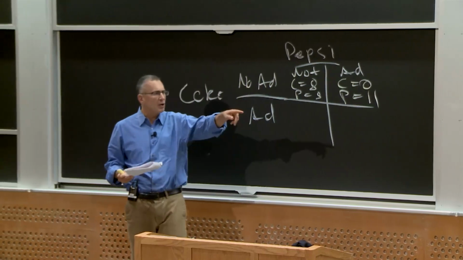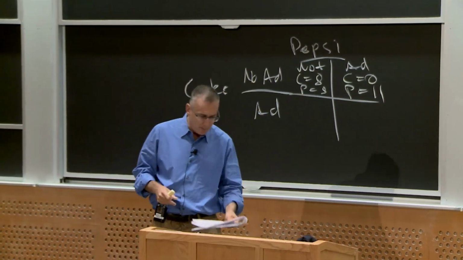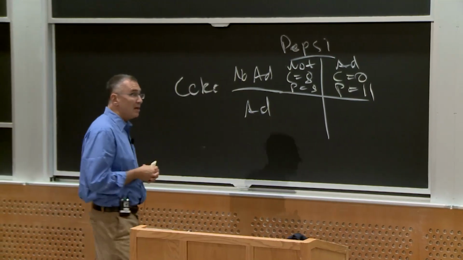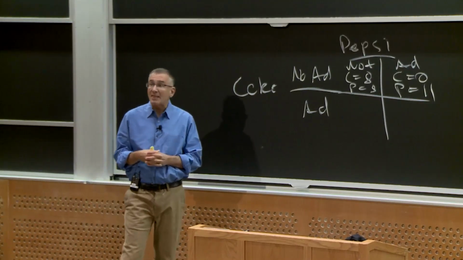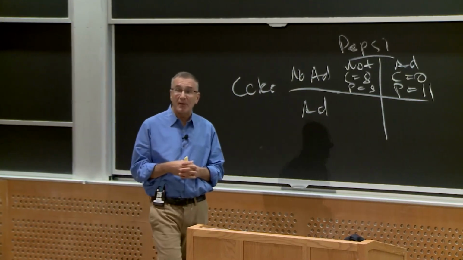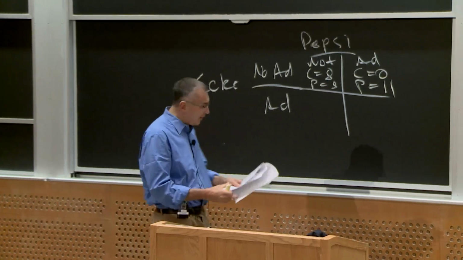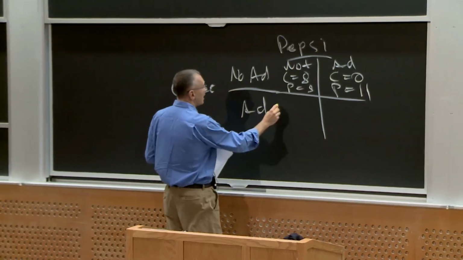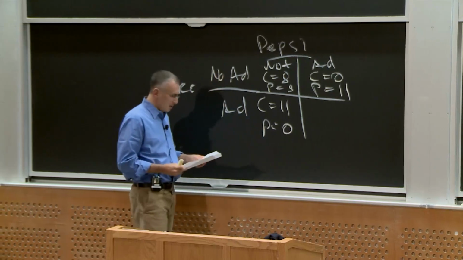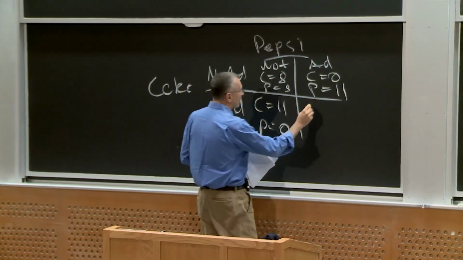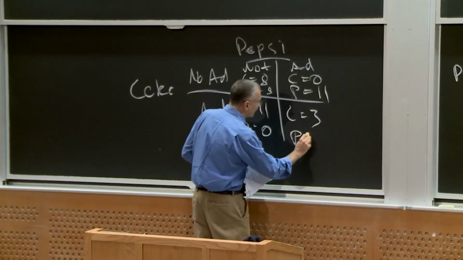the 16. This is wrong in the notes, by the way, Andrew. We should fix this. Which is the 16 that they got from having the market minus the 5 they spent in advertising. On the other hand, if Coke advertises and Pepsi doesn't, then Coke gets 11 and Pepsi gets 0. And if they both advertise, Coke gets 3 and Pepsi gets 3.